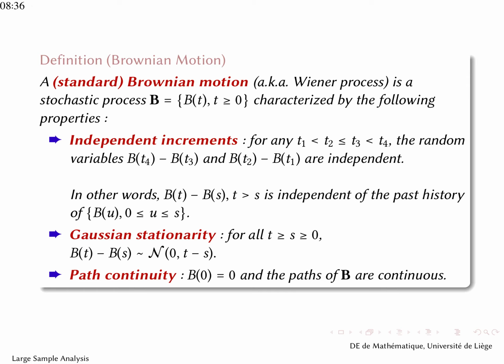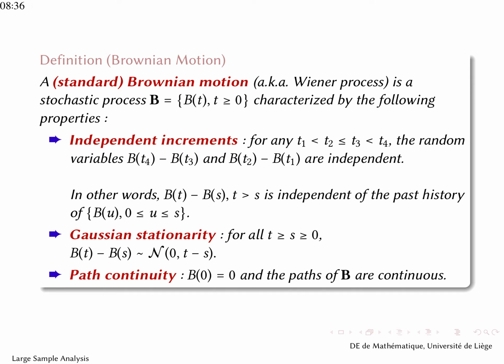A Brownian motion, also called a Wiener process and usually indicated by capital B, is a stochastic process which fulfills the following three properties. First of all, the increments must be independent. So if t1 is strictly smaller than t2, smaller than t3, and this is strictly smaller than t4, then the random variables of the differences, B_t4 minus B_t3 and B_t2 minus B_t1, are always independent.